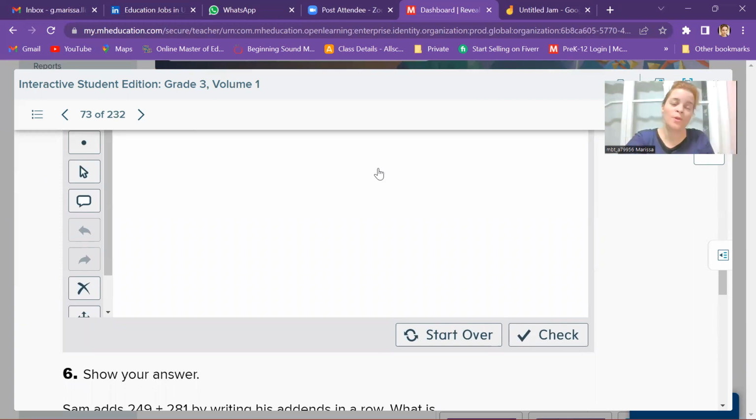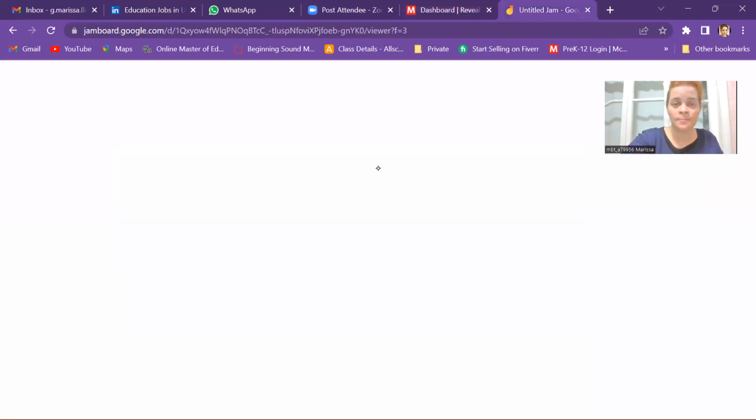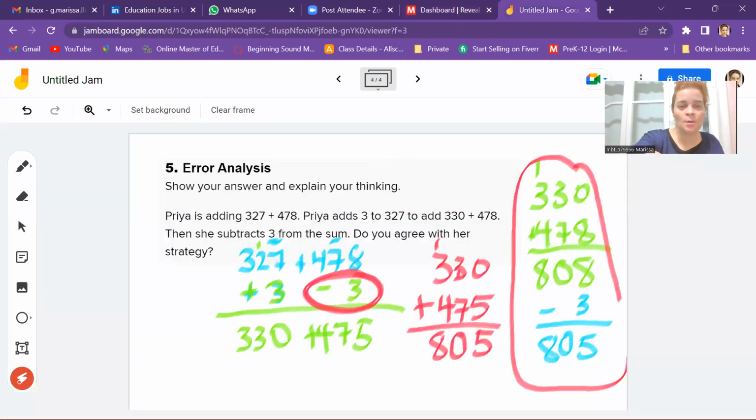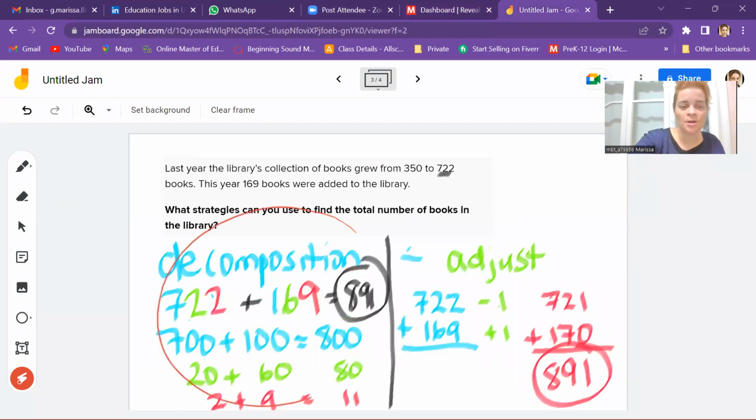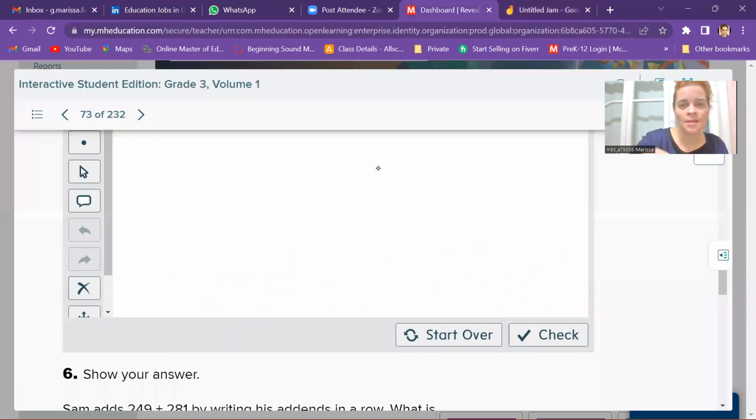They need you to show which strategies are going to be easier to figure out a problem. Are you going to decompose? Are you going to decompose like Miss Marissa did here? Or are you going to adjust? That's what you're working on in this lesson. All right?